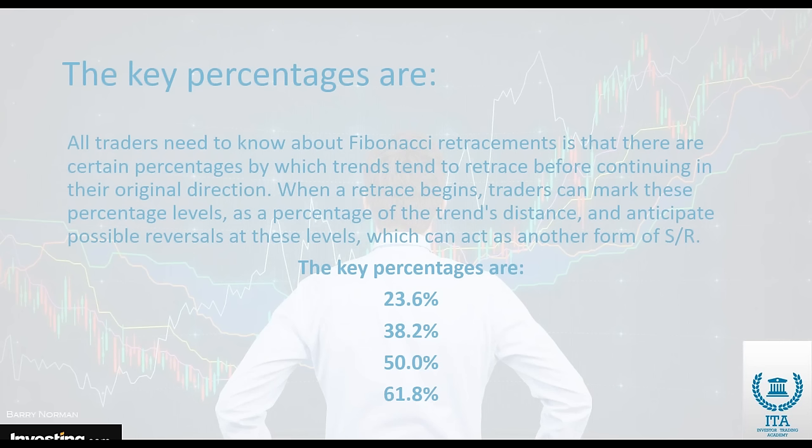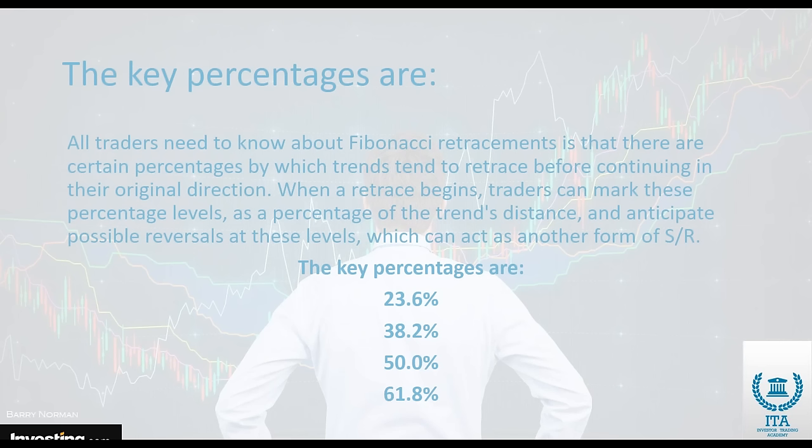Now, all traders need to know about Fibonacci retracements is that there are certain percentages by which trends tend to retrace before continuing in their original direction. When a retrace begins, traders can mark these percentage levels as a percentage of the trend's distance and anticipate possible reversals at these levels, which can act to form support and resistance. Now, there's a multitude of Fibonacci levels, and you can use them all the way down to infinitesimal little numbers. But the four key percentages when you're using a Fibonacci retracement are 61.8, 50, 38.2, and 23.6.